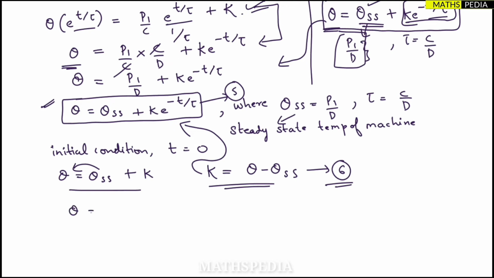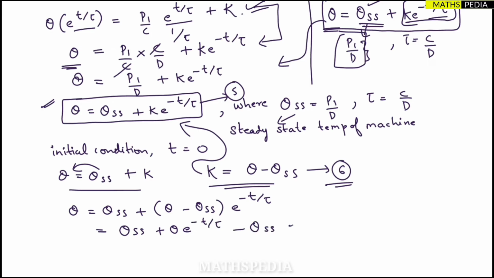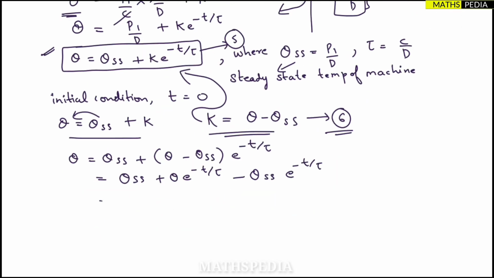So what will happen? Theta is equal to theta ss plus, in place of k it will be theta minus theta ss e power minus t by tau. So this I can expand. It will be theta ss plus theta e power minus t by tau minus theta ss e power minus t by tau. So it is equal to theta ss, I can take common. Inside it will be 1 minus e power minus t by tau plus theta e power minus t by tau, that is equal to theta.